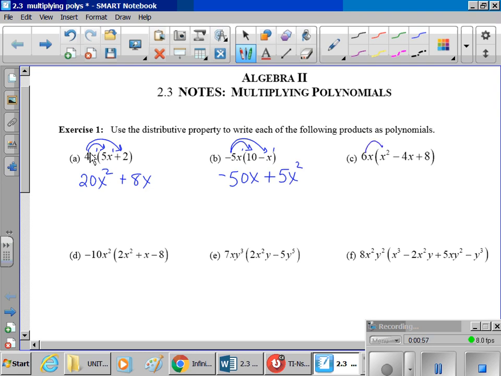Watch those signs. And the same thing goes for this one, 6x cubed minus 24x squared plus 48x. Nothing new here. Don't overthink it. So once you've finished writing those three down, go and try D, E, and F by yourself. And then I'll put the solutions up so you can check it.